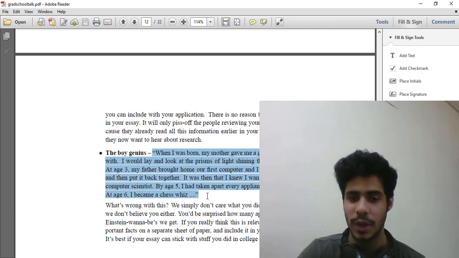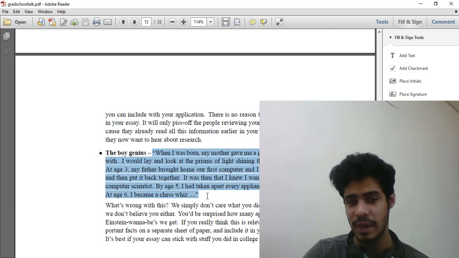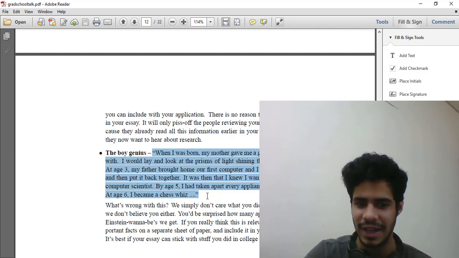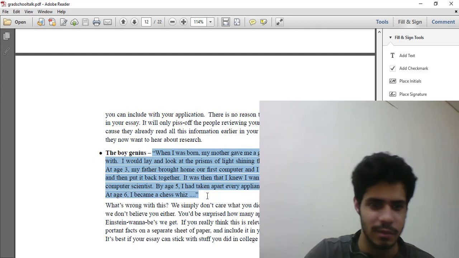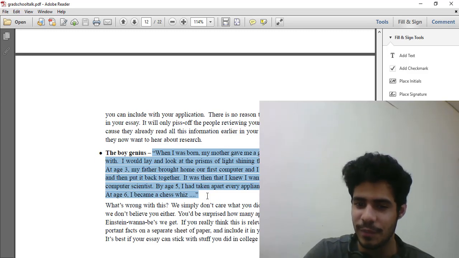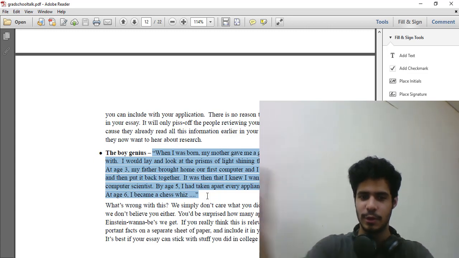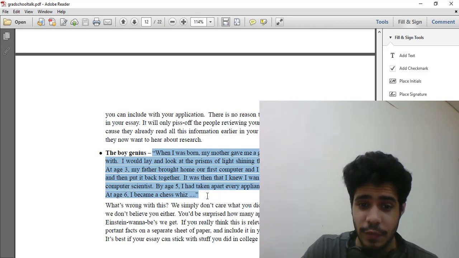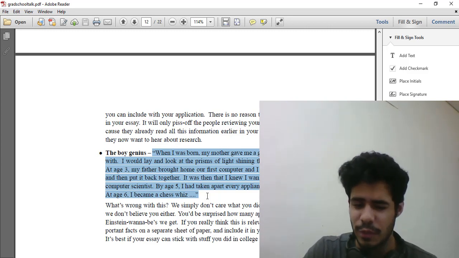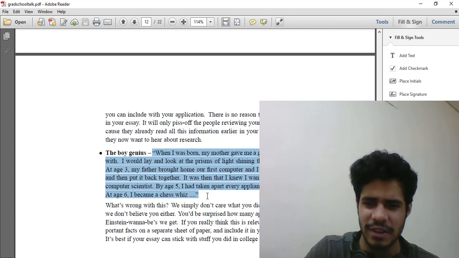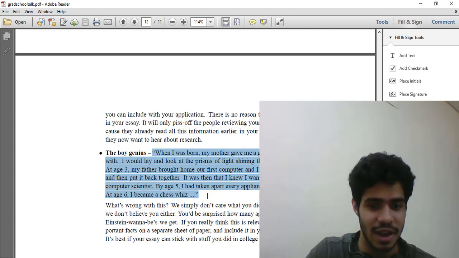So let's read it. When I was born, my mother gave me a glass ball to play with. I would lay and look at prisms of light shining through my ball. At age 3, damn, I don't even know how he remembers this stuff, but okay, my father brought home our first computer, and I disassembled it, and then I put it back together. He's saying that it was then that I knew I wanted to become a computer scientist. By age 5, within 2 years, I had taken apart every appliance in our house. At age 6, I became a chess whiz.